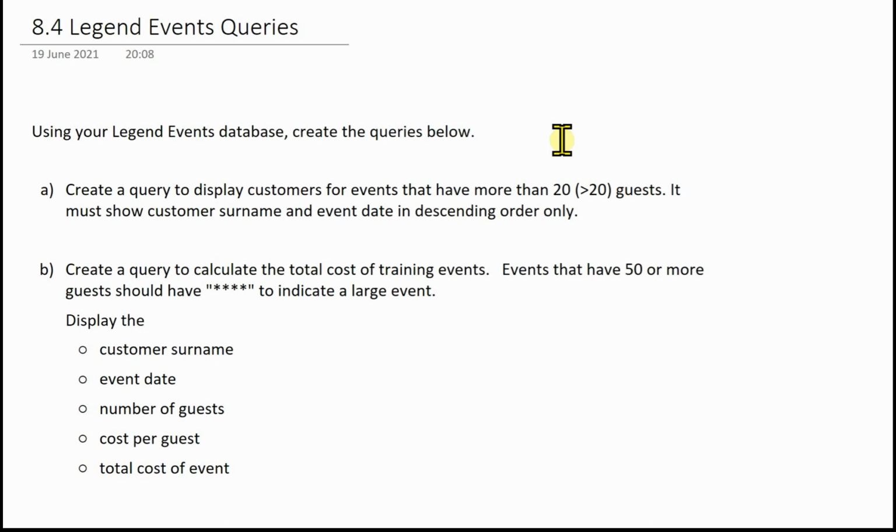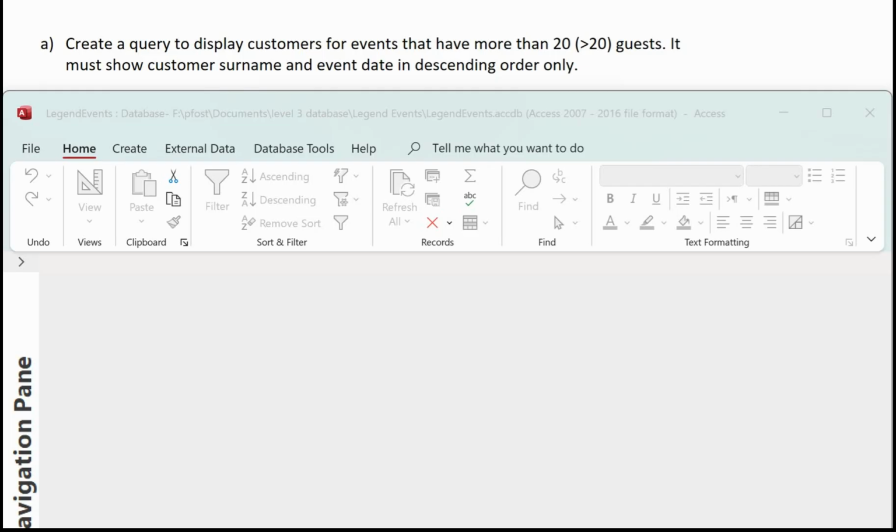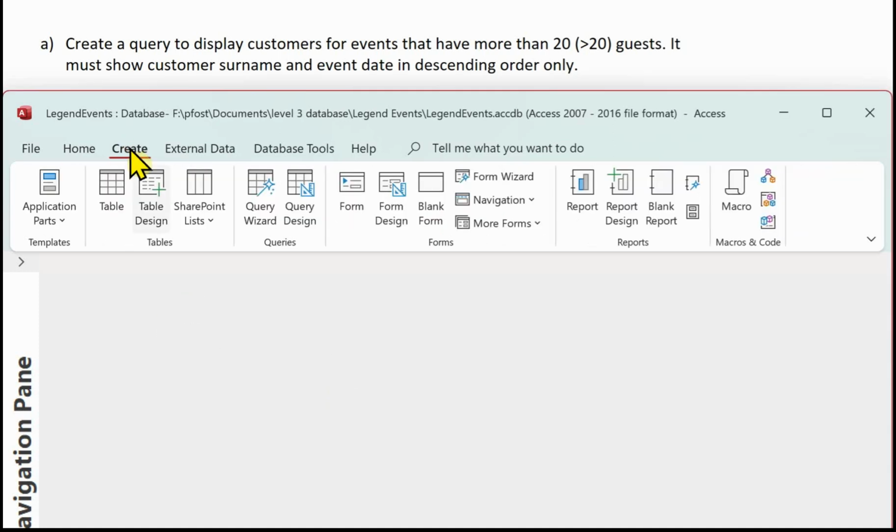So using the Legend Events database, create the queries below. The first query is create a query to display customers for events that have more than 20 guests. It should show customer surname and event date in descending order only. So here we have Access Open. I'm going on to create. We're going to use query design.